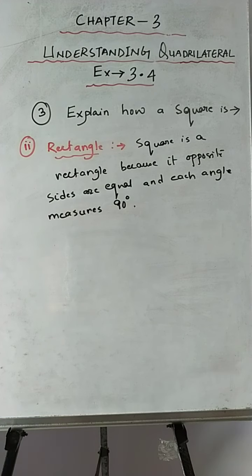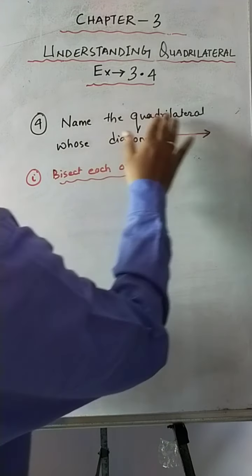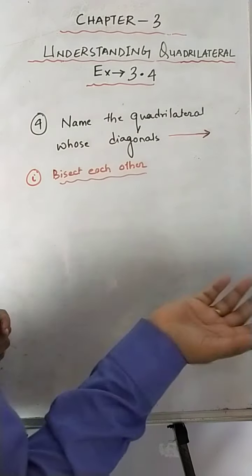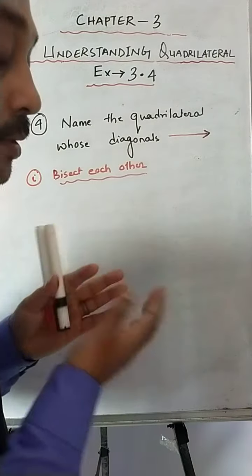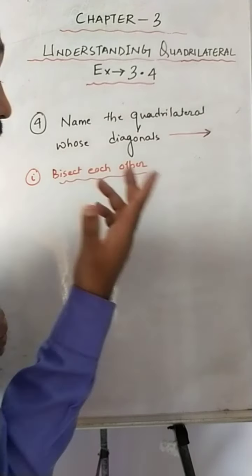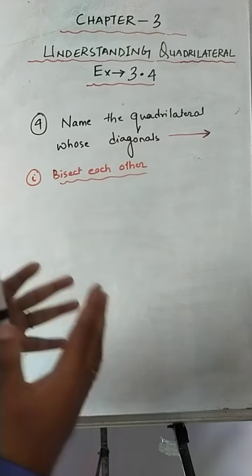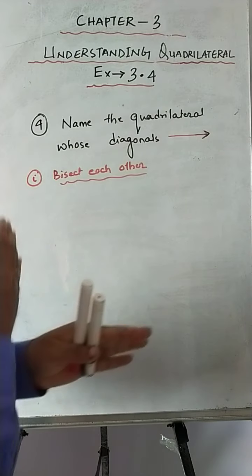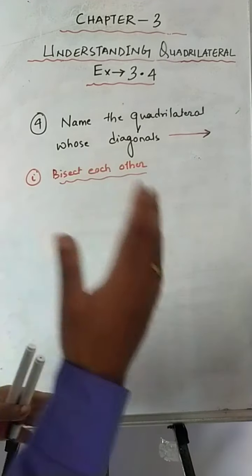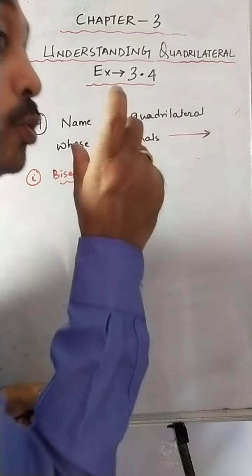Now let's move on to question number 4. Now, question number 4, what do we have? Name the quadrilateral. You have to name the quadrilaterals, as we know that there are so many quadrilaterals. Now, we have to see the properties of diagonals. Whose diagonals bisect each other. So, can you name the quadrilaterals in which you find that the diagonals are really bisecting each other? And what is the meaning of bisecting? Bisect means dividing anything into two equal halves.